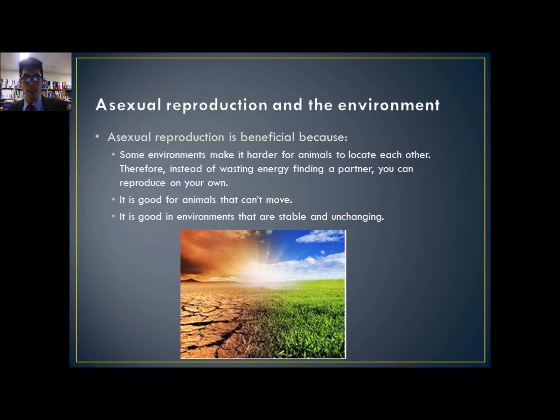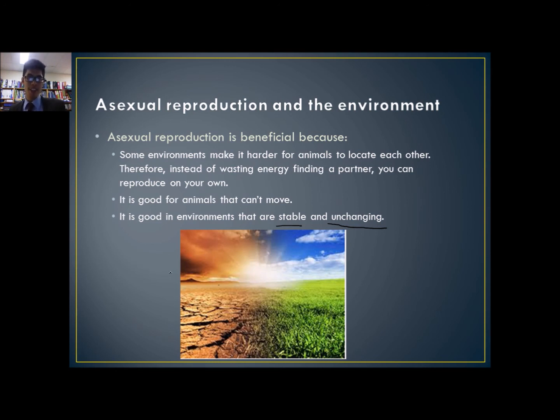Asexual reproduction and the environment. Asexual reproduction is beneficial because some environments make it harder for animals to locate each other. Therefore, instead of wasting energy to find a partner, you can reproduce on your own. It is good for animals that can't move, and it's also good in environments that are stable and unchanging. Okay, so in this environment here, this is changing, so it's not a very good place to be asexually reproducing. But if you've got an environment which doesn't change very much, you're able to take advantage of that.